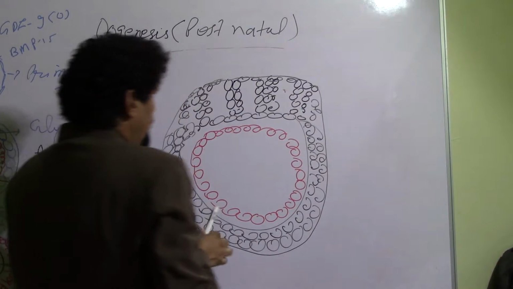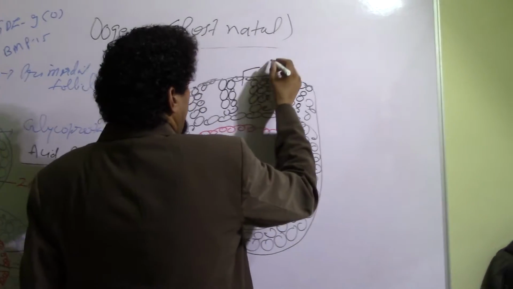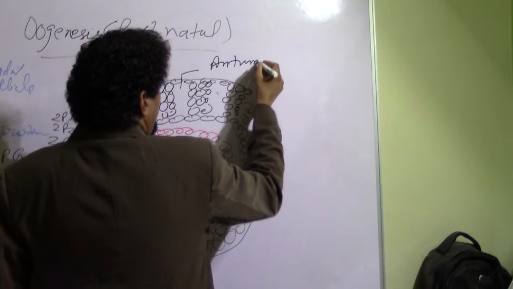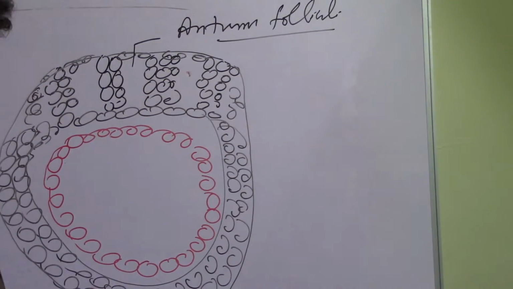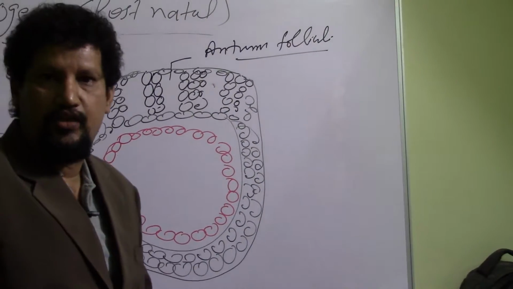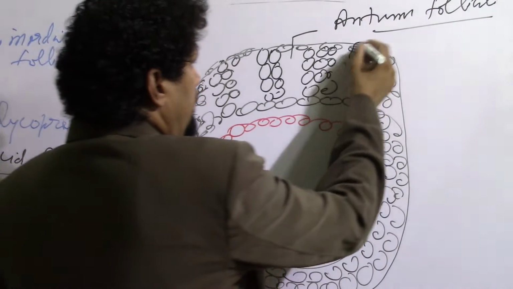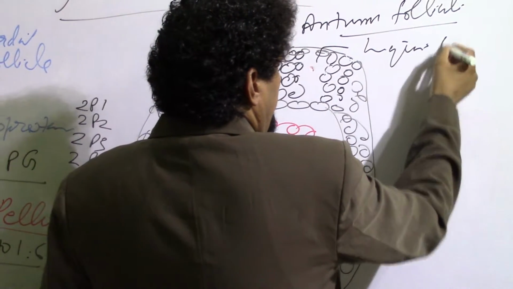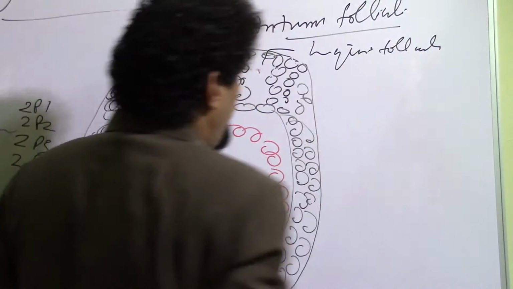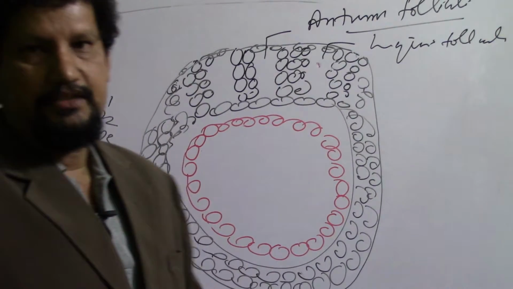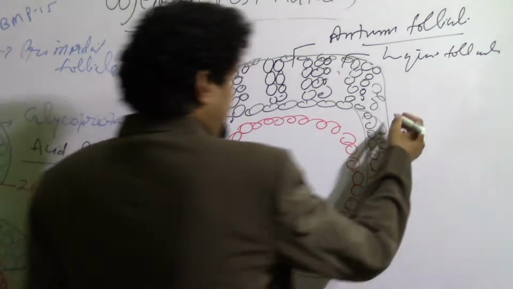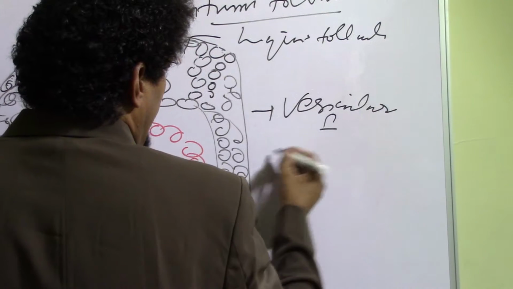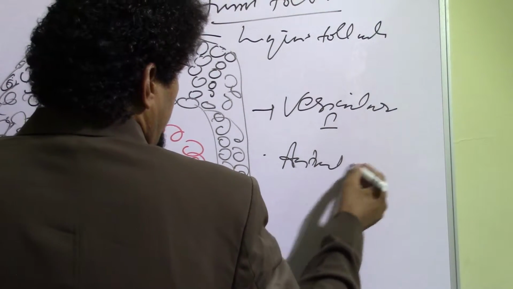Now these cavities or antrum are formed, which are known as antrum folliculi. These antrum folliculi or vesicles are filled with a liquid known as liquor folliculi. This fluid is acquired from the granular cells and surrounding stroma of the ovary. As the time passes by, this follicle is known as vesicular follicle or antral follicle.